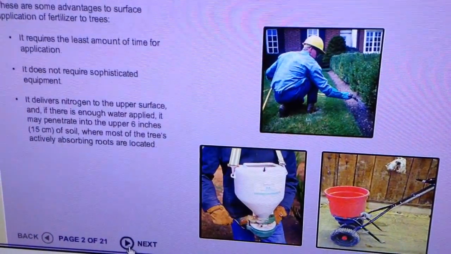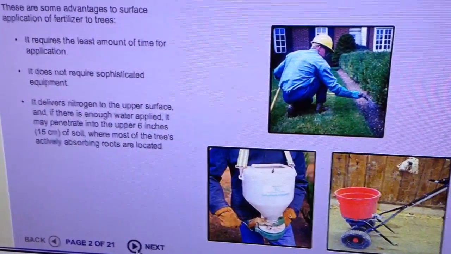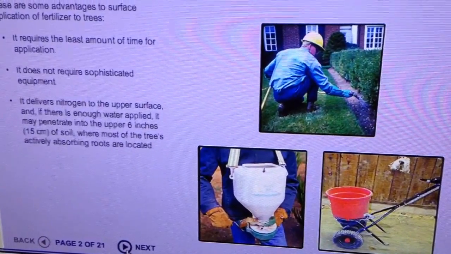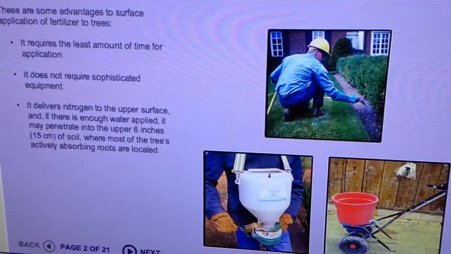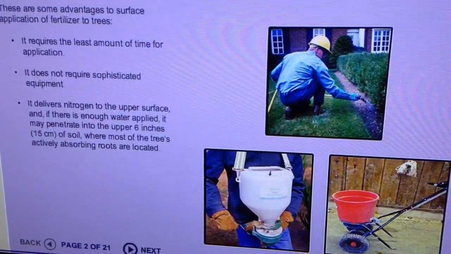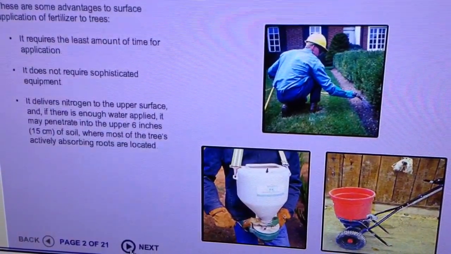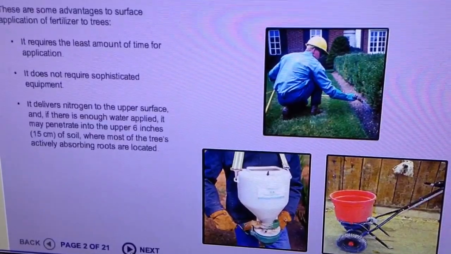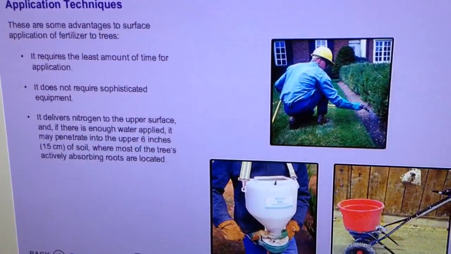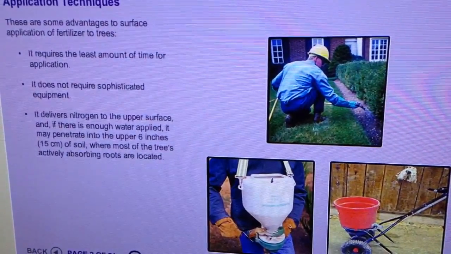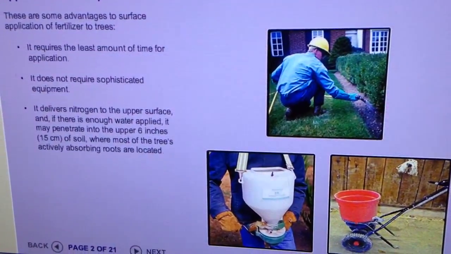These are some advantages to surface application of fertilizer to trees. It requires the least amount of time for application. It does not require sophisticated equipment. It delivers nitrogen to the upper surface, and if there is enough water applied, it may penetrate into the upper 6 inches, 15 centimeters, of soil where most of the tree's actively absorbing roots are located.